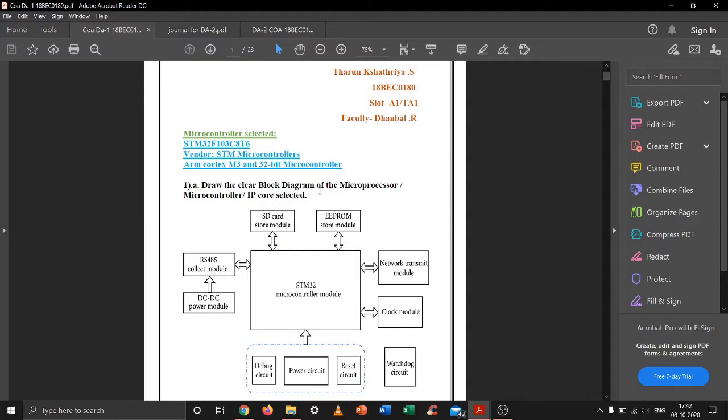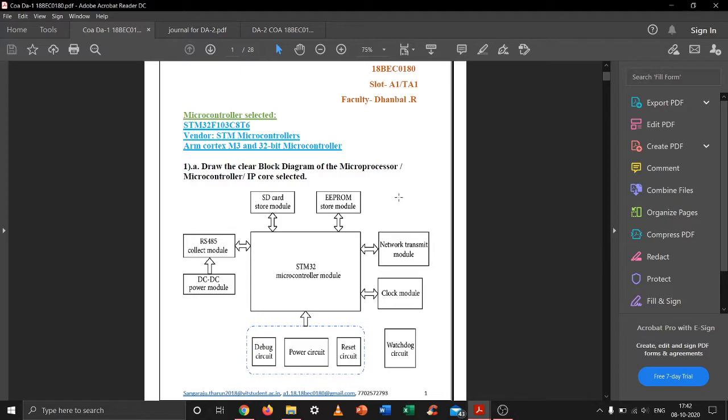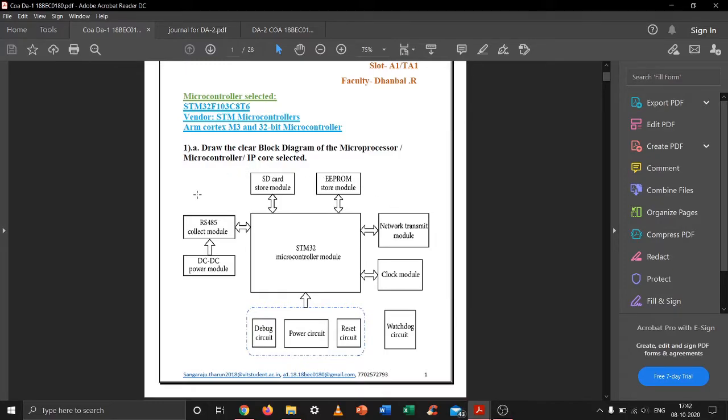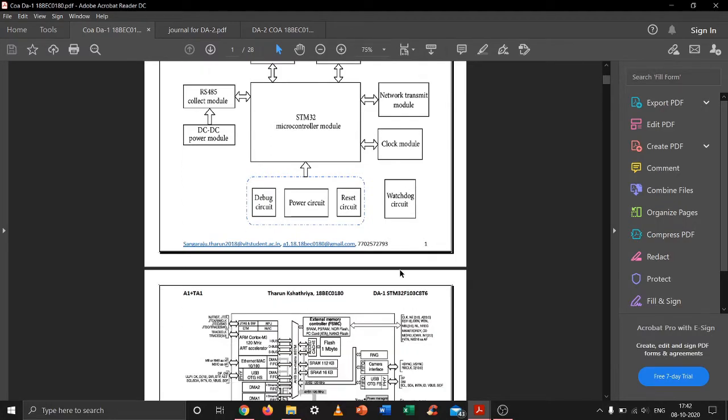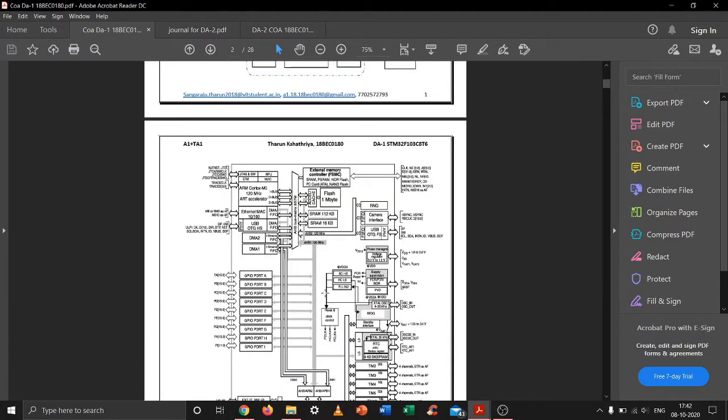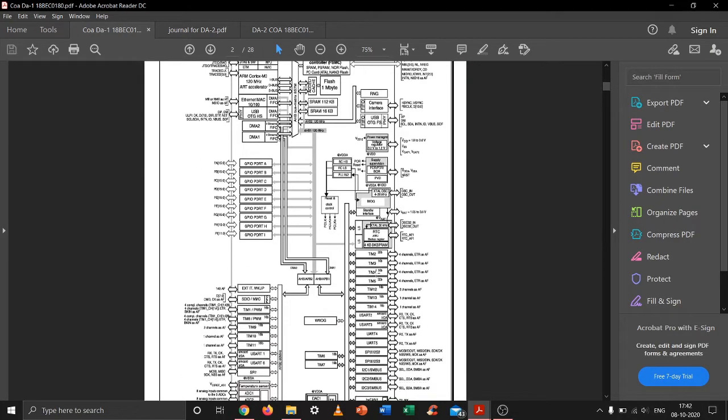First question is, draw the clear block diagram of the microprocessor, microcontroller, or IP core selected. In this case, I selected a microcontroller, and here is the block diagram of the microcontroller which I selected. These are the individual blocks here on the sides. This diagram will be explained by me at the last by drawing in the online tool Draw.io. This is the detailed information about the block diagram.